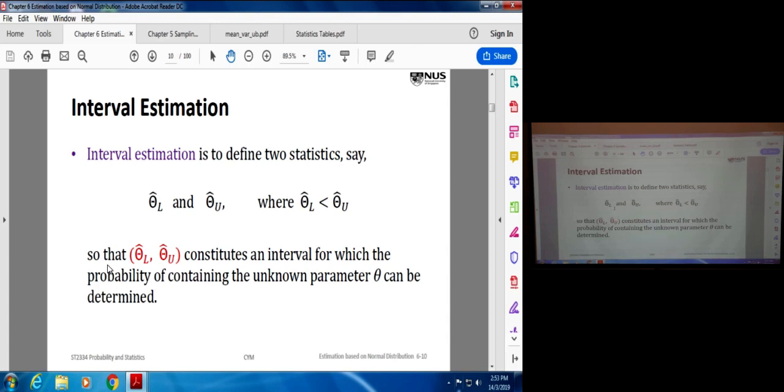Another way of trying to do estimation is something called interval estimation. The idea is you want to construct two statistics. Remember, a statistic is a function of the data and is determinable precisely by that. So now I'm not going to compute just one number. I'm going to compute two numbers, theta hat L and theta hat U, and explicitly we're assuming that theta hat L is less than theta hat U. This interval, between theta hat L and theta hat U, is an interval for which the probability of containing the unknown parameter can be determined. That's what we mean by an interval estimator.